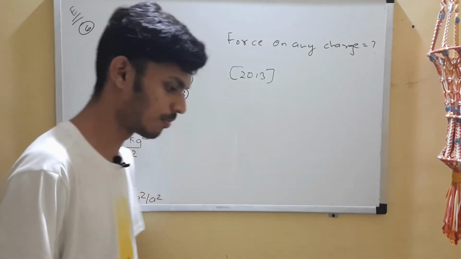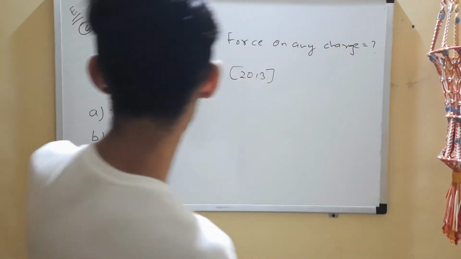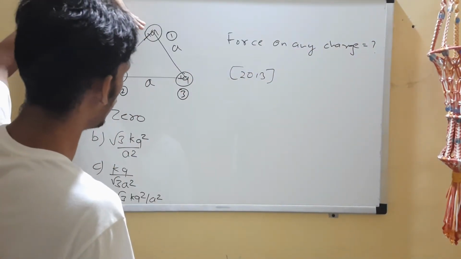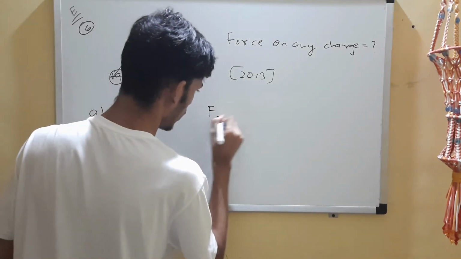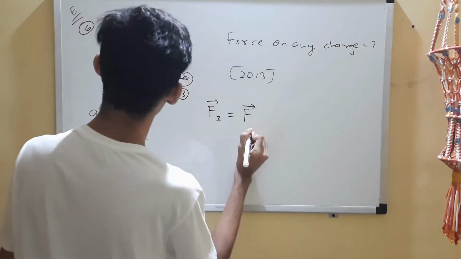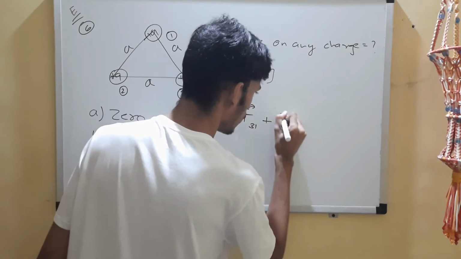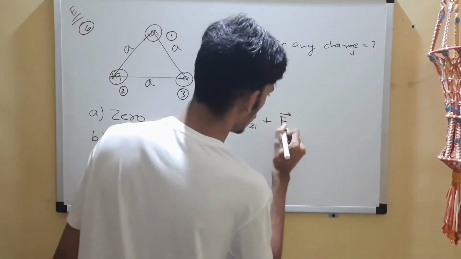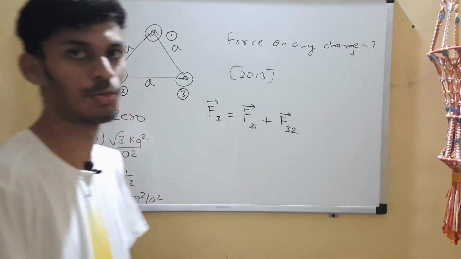So the approach is quite simple. First of all, use your superposition theorem. The force on the third one will be the vector sum of the force on the third due to the first plus the force on third due to the second. I just applied the superposition theorem.